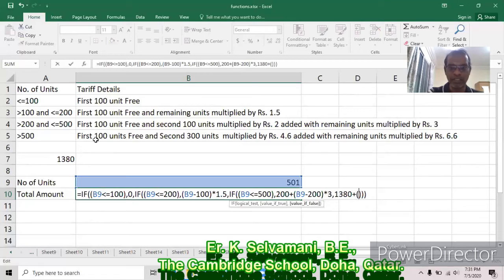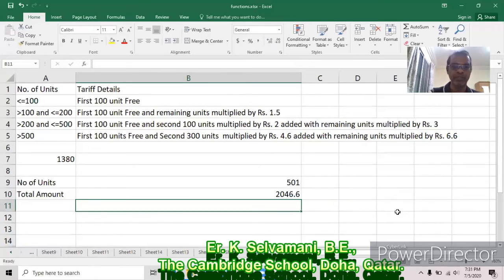Now we have to subtract these 400 units from the total number of units. Here B9 minus 400. Why? Because we already have 100 units free, and for the 300 units we directly type 1380, since 300 multiplied by 4.6 gives 1380 rupees. Again, the remaining is B9 minus 400. It will be 101 units if the number of units recorded is 501, since 501 minus 400 gives 101. That should be multiplied by 6 rupees 60 paise. At last, one more bracket.